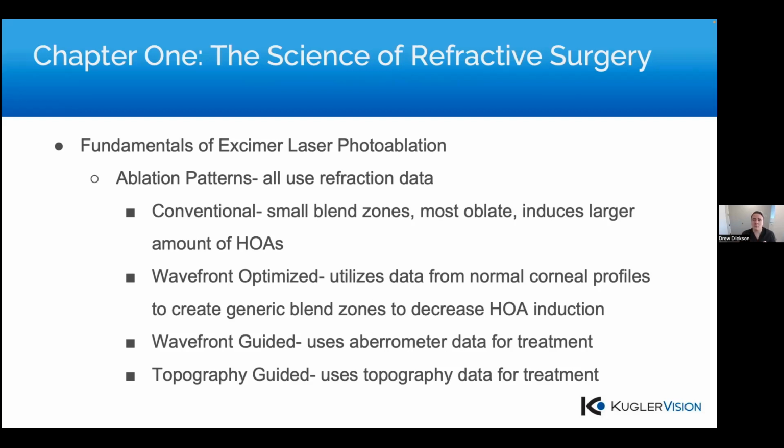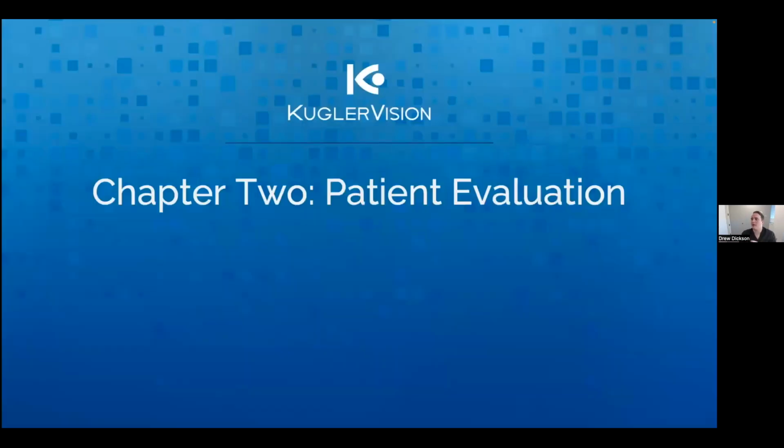And then the final type that we'll talk about is topography guided, which uses repeated topography measurements from patients, in conjunction with the patient's prescription, to treat the cornea to try to eliminate some higher order aberrations and create a smooth corneal profile. So that's it for the science. That was one of the longer chapters we'll go through, but there were a lot of really important concepts to discuss there that are very testable and important to know.